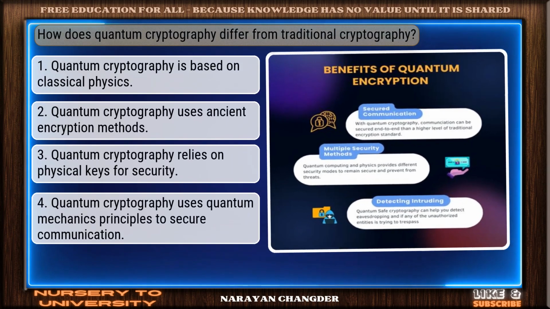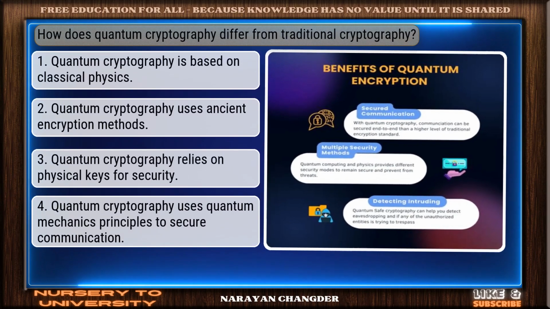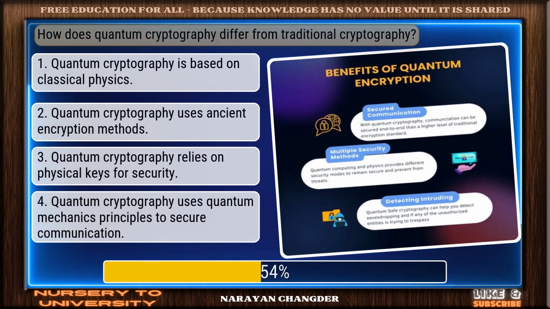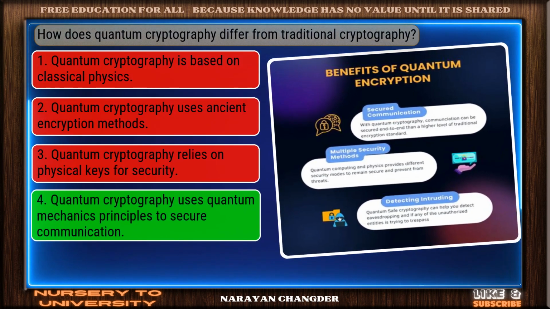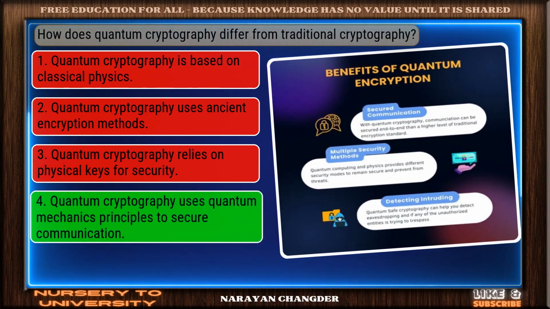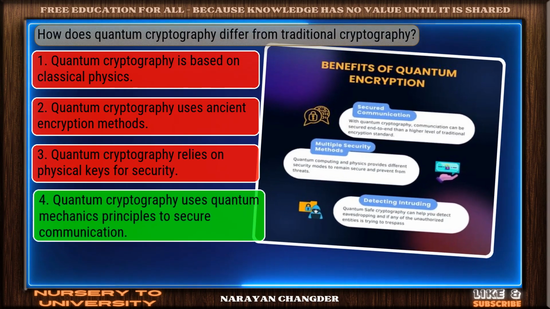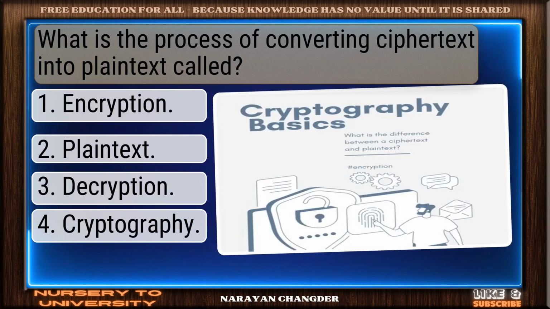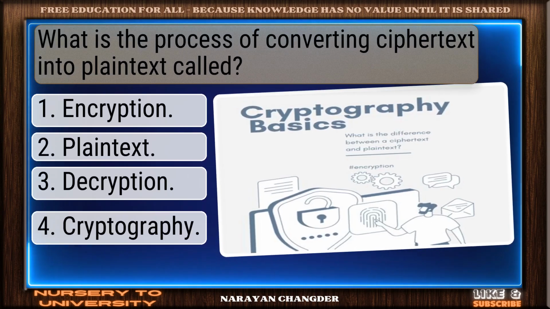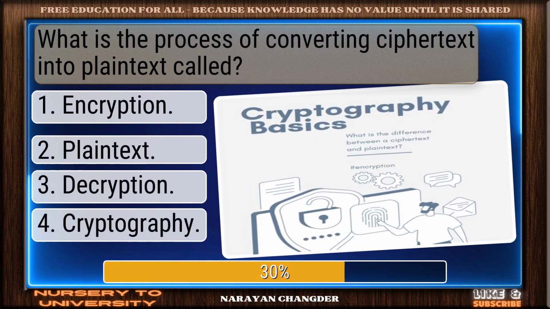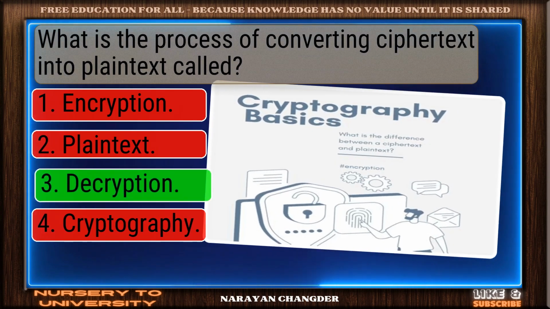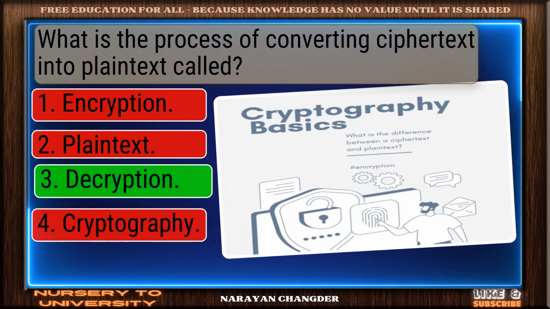Question number 11. How does quantum cryptography differ from traditional cryptography? Strong choice. Quantum cryptography uses quantum mechanics principles to secure communication is the right answer. Question number 12. What is the process of converting ciphertext into plaintext called? Nice selection. Decryption is the correct and valid answer.